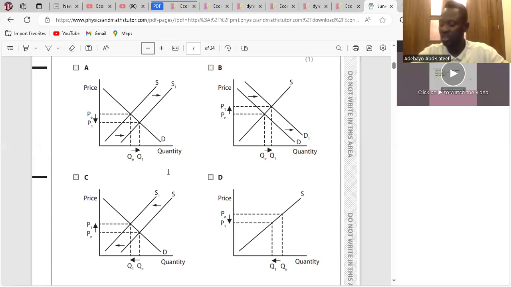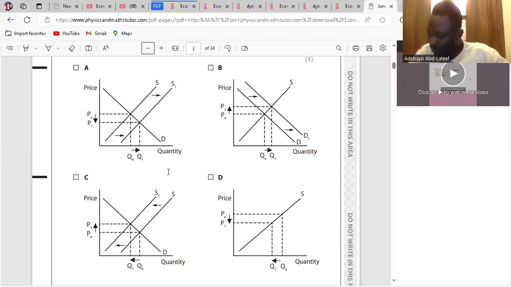So what are these situations? The first one, supply will shift rightward. No. So it is not A. A shift in the supply curve rightward means there's a reduction in the cost of production, or subsidy, or availability of raw materials. We shift the supply curve rightward. So we're not talking about raw materials yet, and we're not talking about supply, we're talking about demand. Do you get the point? So it is not A at all.